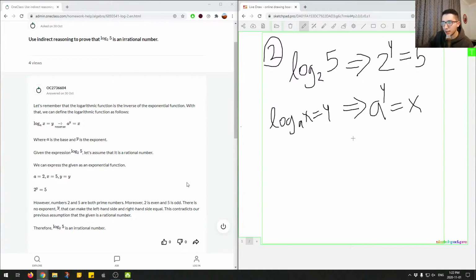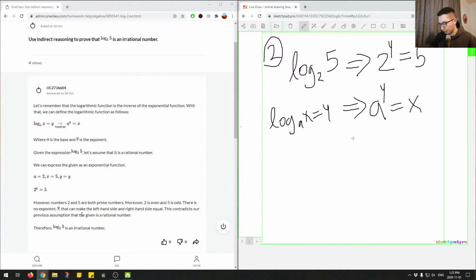So there's not really a number that you can plug in for y that would give you 5. You'd have to plug in an irrational number. A rational number for y would be like 1, 2, 3, or essentially any ratio of 2 integers. So it could be a fraction or anything else. But in this scenario, because you can't plug that in here, you know that log base 2 of 5 is an irrational number.